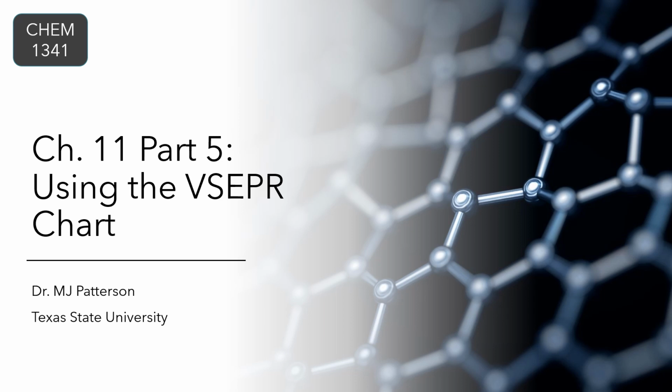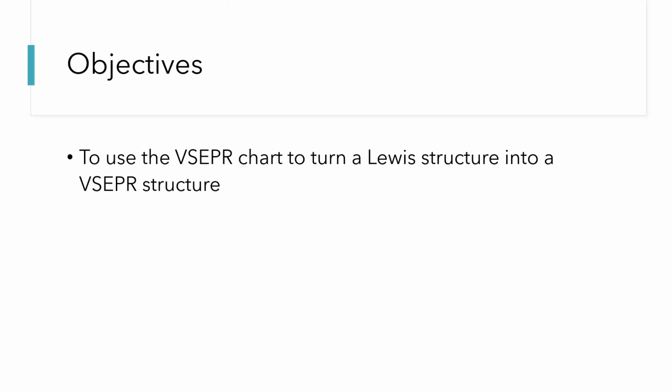In this video, we're going to take a look at how you actually use that VSEPR chart. We're going to start with a Lewis dot structure for a molecule, and then we'll use that chart to figure out what the VSEPR structure would be.